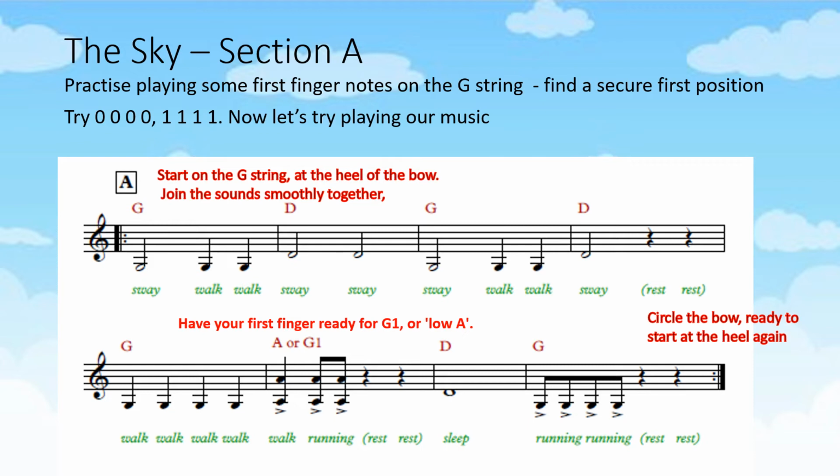Now that we know where that finger goes, we're going to hover the finger there, take your finger off, we're going to play our open G four times, and then put the finger back on again and play G1 four times as well. It's going to sound like this. Listen first. Open. Then put your finger down and play the next one four times.